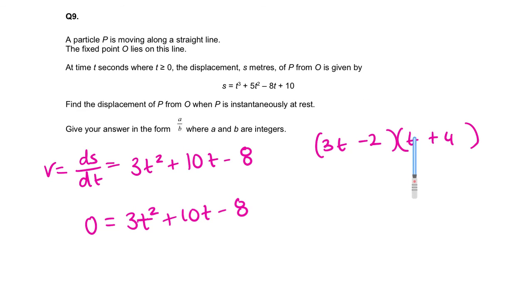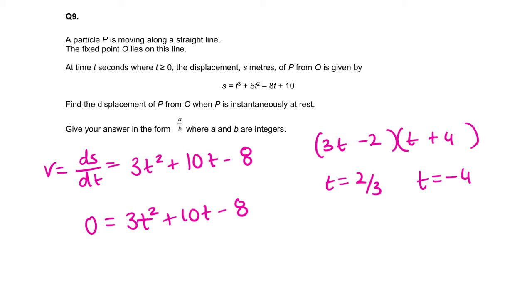I know I'm going to get my 3t squared. Minus 2 plus 4 is negative 8. So minus 2t, and then 3t times 4 is 12t, minus 2t is 10t. Yeah, perfect. So I've done this correctly. So t equals 2 over 3, or t equals negative 4.